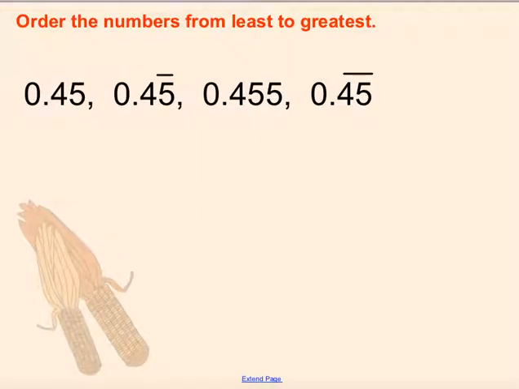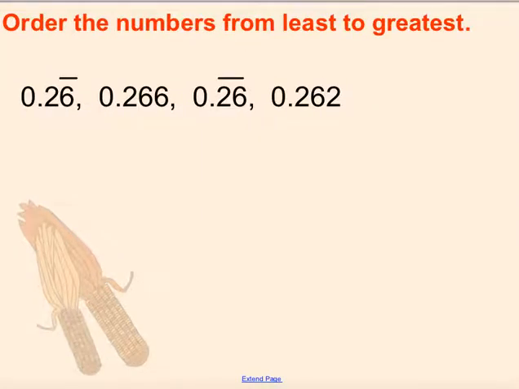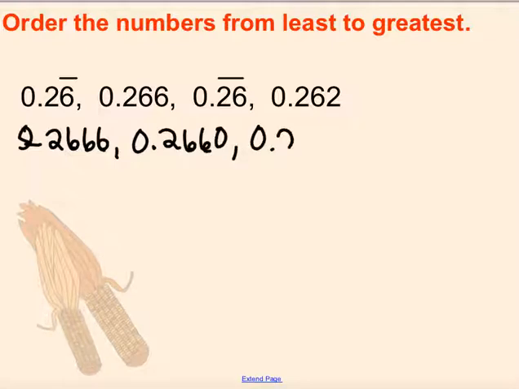So another couple examples here that we have, I'll do this one here, and you can try the other one on your own. So let's put them all with our 4 decimal places. 0.2666, 0.2660, 0.2626, and 0.2620. So when I look at these, I say, all right, the 2666 and 2660 are bigger than my 2626 and 2620.